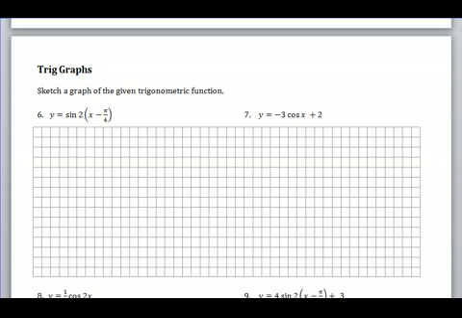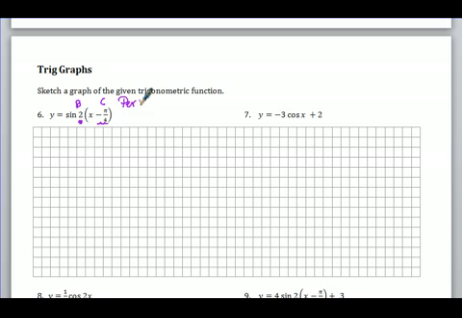In this first graph, number 6, y equals sine of 2 times x minus pi over 4. There's 2 transformations here. We've got a number right here being multiplied by x, and then we also have a number being subtracted from x. If you remember from our transformations, this is the b and the c. This number affects the period. This number is a horizontal shift.